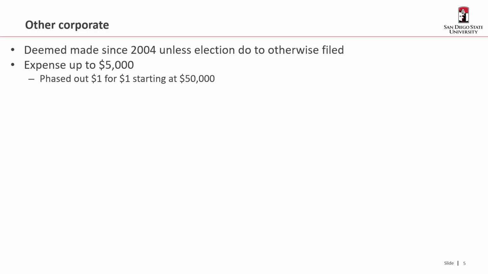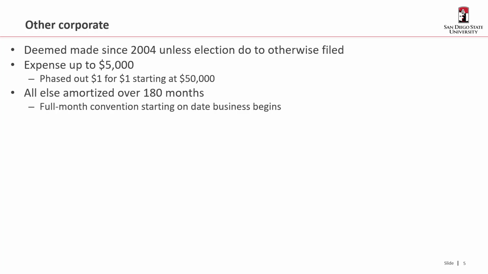What happens is, typical with the tax code, you don't fall off a cliff when you get to $50,001. There's a phase out. In this case, it's a dollar for dollar phase out. And then anything that you don't immediately expense, you amortize over those 15 years using what's known as the full month convention.